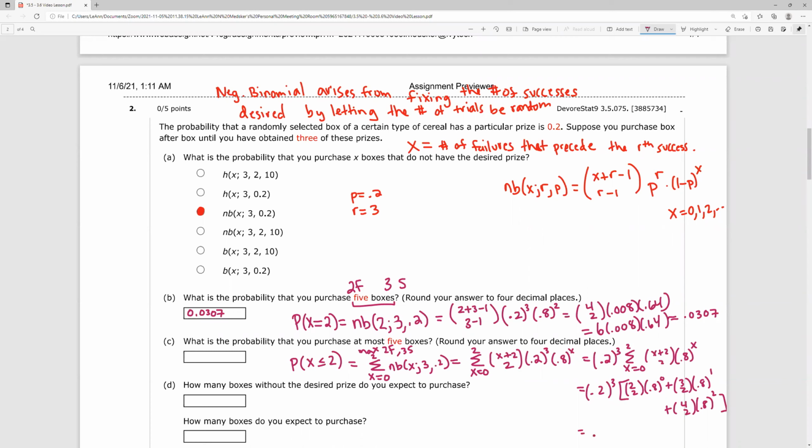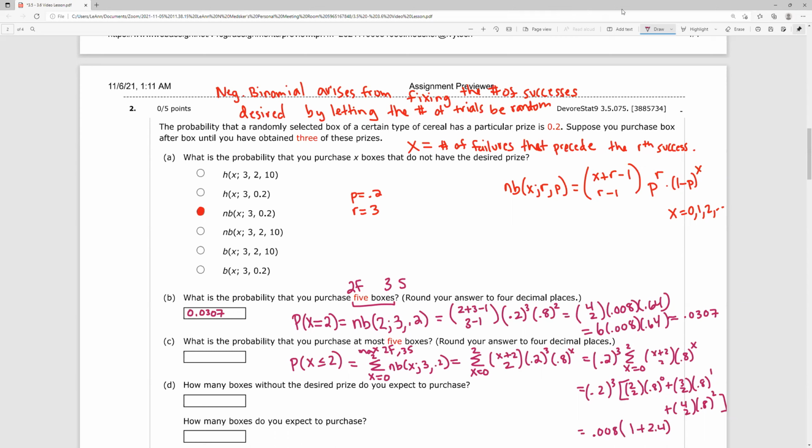So if I work this out, this will be 0.008. 2 choose 2 is just 1, times anything to the 0 power is 1. So that first guy is a 1. 3 choose 2 is 3. You can do your calculator. If you know that, that's fine. Times the 0.8 is going to be 2.4.